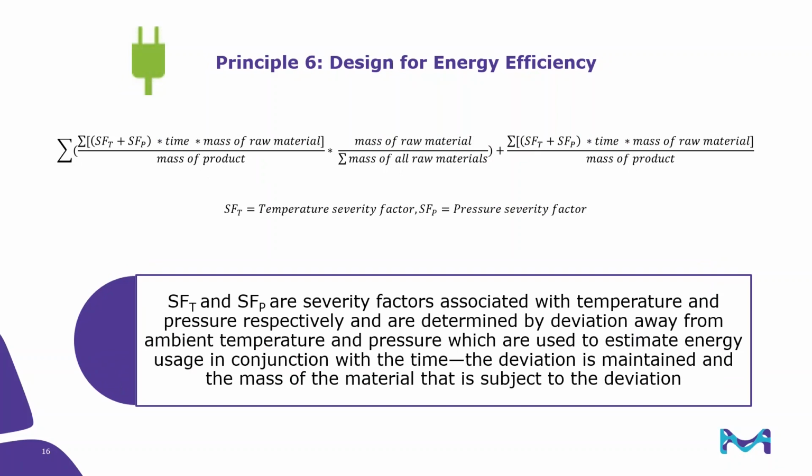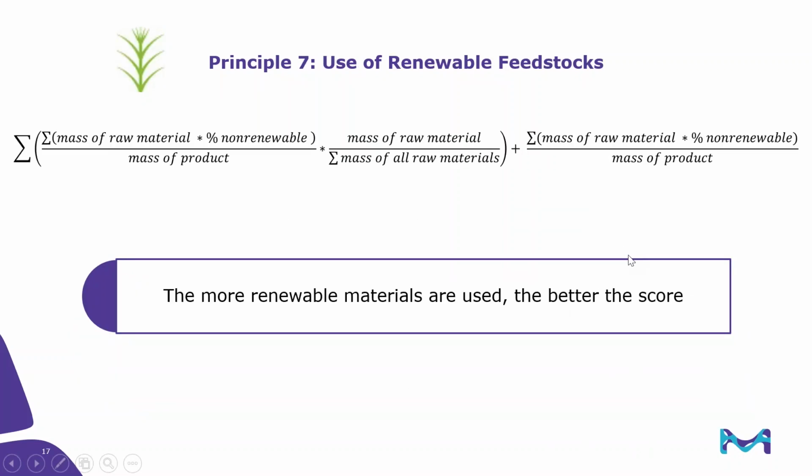Design for energy efficiency. So here comes a severity factor of temperature and pressure. So we need to know what the temperature and pressure are for this principle, how it deviates from the ambient temperature or ambient pressure. Use of renewables. We know if we use more renewables in our process, we don't create more hazardous waste. So it improves the score.